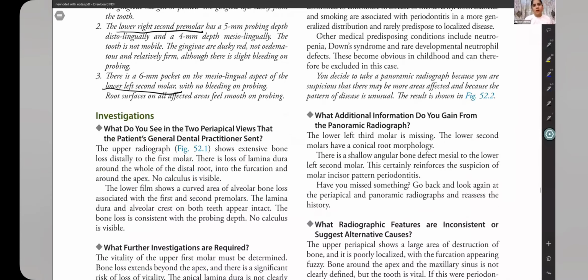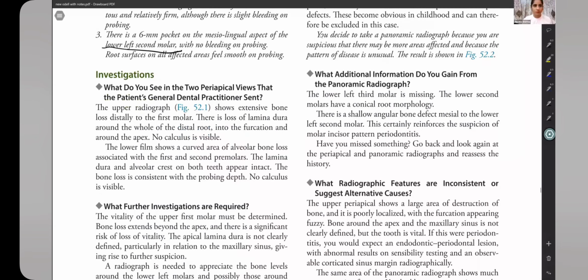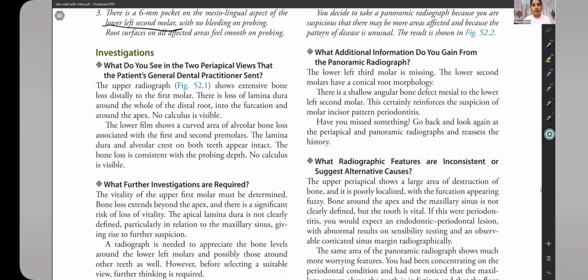Now the lower right second premolar also has a deep probing depth, which is 5 mm distolingually and 4 mm mesiolingually. So again on the lingual aspect: upper also distopalatal, lower also lingual aspect. The tooth is not mobile, and the gingiva are dusky red, not edematous or inflamed, and relatively firm, although slight bleeding on probing, which is also seen subclinically in most healthy gingiva, is found. Then there's again a deep pocket on the mesiolingual aspect of the lower left molar, again the lingual surface involved, with no bleeding on probing. Root surfaces on all these areas feel smooth on probing. That means the root surface carries no irregularities or calculus deposits if it feels smooth on probing.